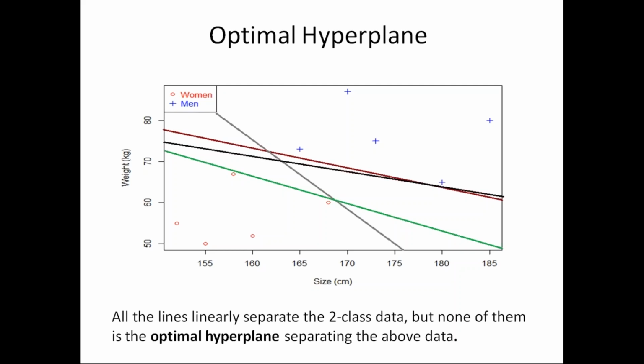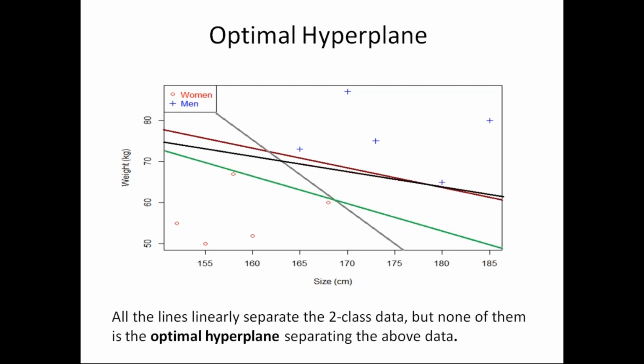Okay, now you can see here 5 lines are separating these two classes, men and women. Yes, these 5 lines are able to separate these classes, right? The gray one, the green one. But so what does SVM do? SVM finds the optimal line, the optimal plane, the optimal hyperplane in between this.